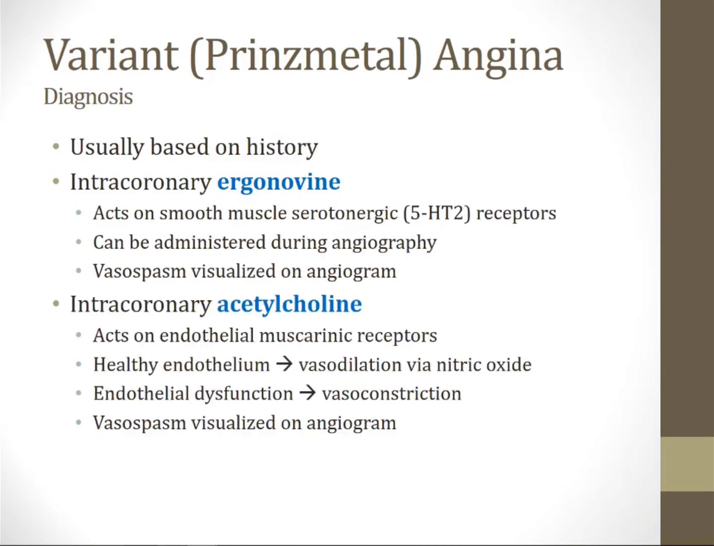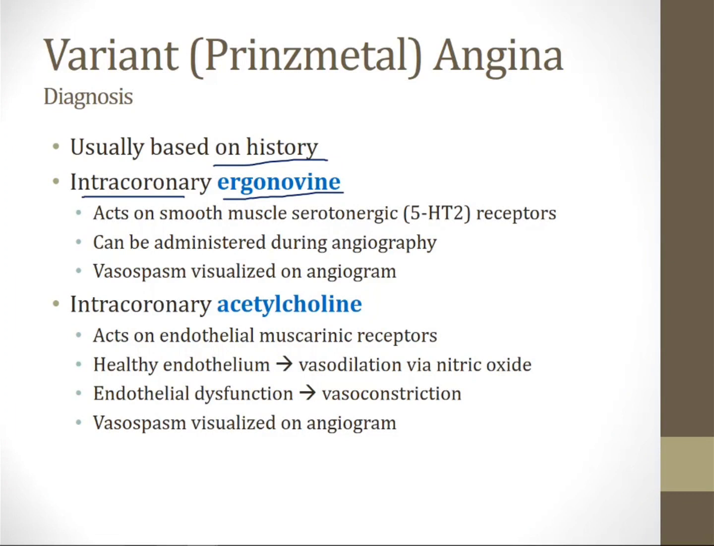The diagnosis of variant angina is usually based on the patient's history. We often consider this diagnosis in patients who have chest pain symptoms, especially in the morning. We also usually consider it after someone's had an angiogram that shows no significant coronary disease. Then we wonder if they may have vasospasm. There are some ways you can provoke vasospasm to try to make the diagnosis. One way is to inject a drug called ergonovine directly into the coronary arteries in the cath lab.